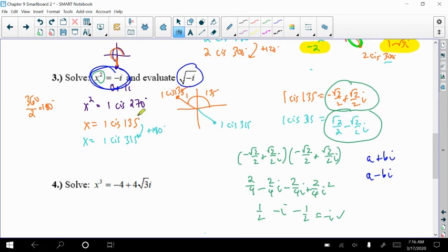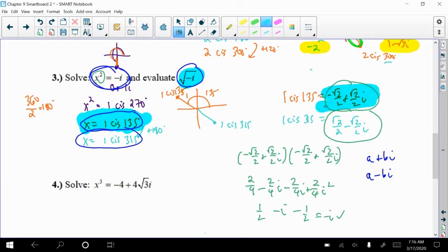So notice I got two solutions, the 135 and then 315. The principal root would be the one that comes first, or the one that has the smallest positive argument. So that's 135. If I just asked to find the square root of negative i, I would set this up in a similar format, but then I would just choose the principal root, which is that first one.